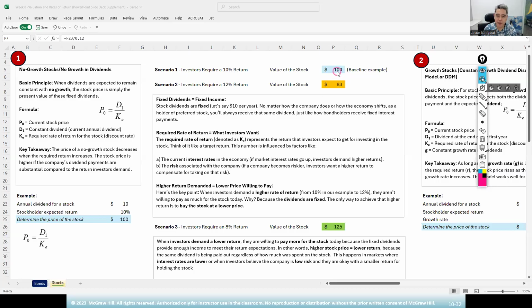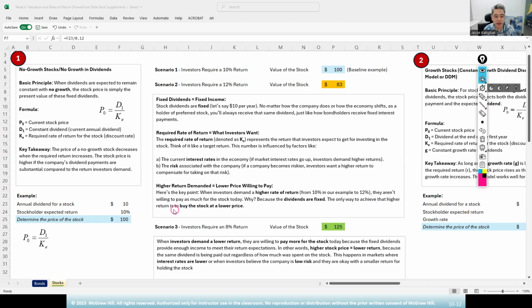If the rate is actually 10%, then the expected value is 100, right? But here, if the rate is actually higher, demand is higher and you're willing to pay lower. Why? The investors are demanding a higher rate. So from 10% to 12%, they aren't willing to pay as much for the stock today. Why? Because the dividends are fixed. So the dividends will always be at $10.